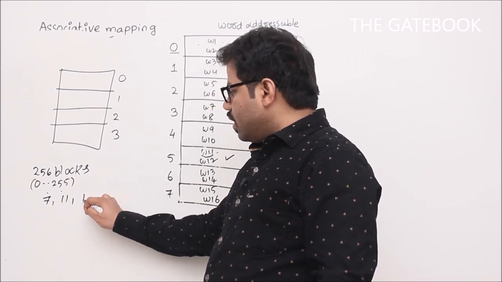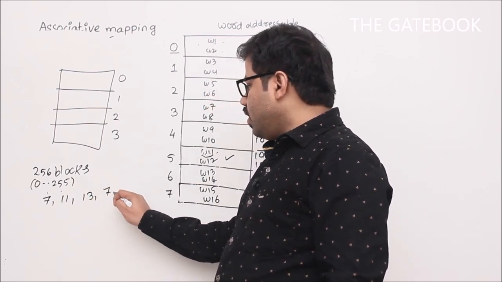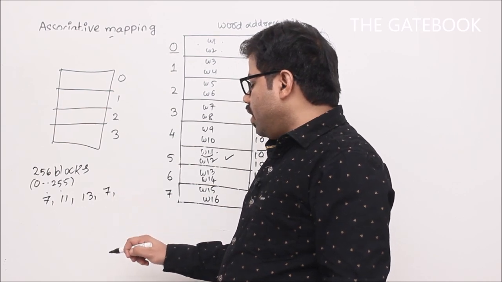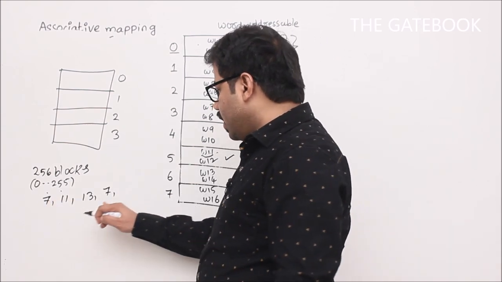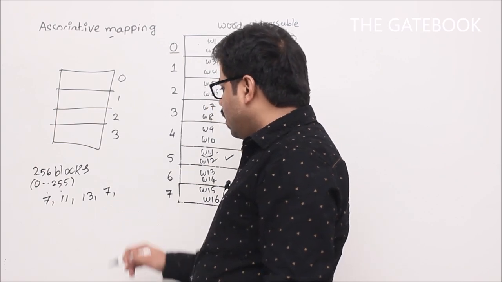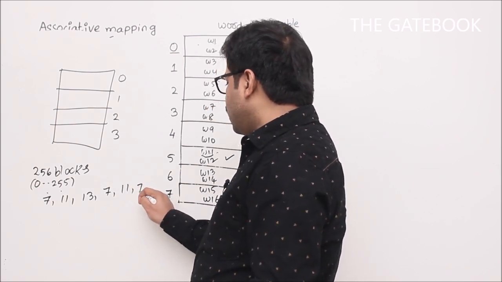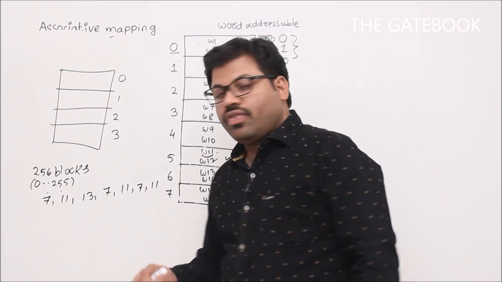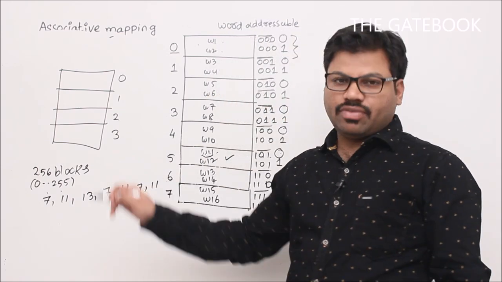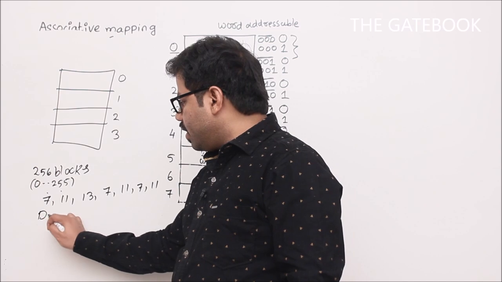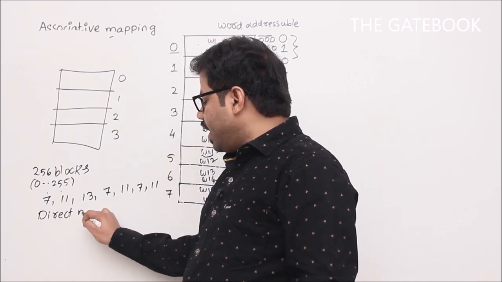Let's say after that 13, then later 7, then maybe 7, 11, 13, 7. After that, let's say again 11, again 7, again 11. So what will happen? We'll see the number of cache misses in the direct map technique. Okay, let us apply the direct map technique.